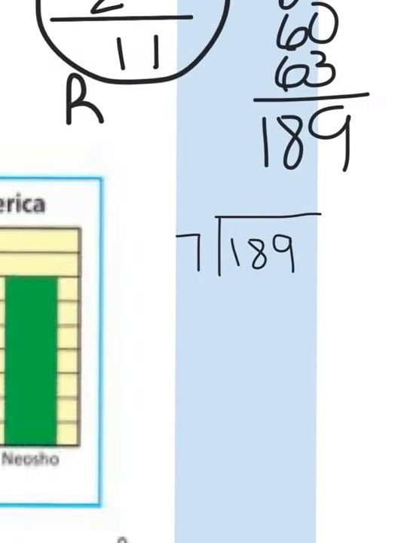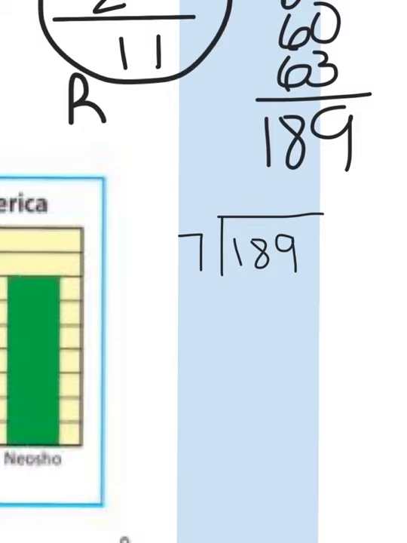And so 7 does not go into 1. So then you have to ask yourself, how many times does 7 go into 18? 7 goes into 18 2 times. 2 times 7 is 14. And you subtract and you get 4.